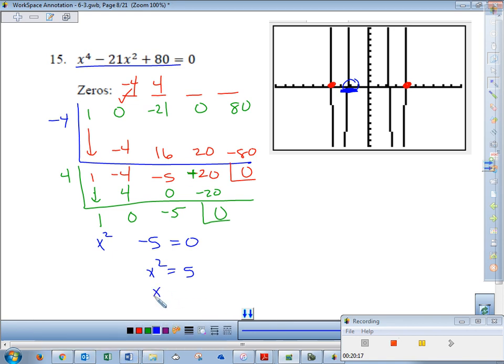Square root: x equals plus or minus the square root of 5. Notice they come in conjugate pairs. You get the positive square root of 5 and you get the negative square root of 5. Your irrational roots always come in pairs, and they are conjugates of each other. Different signs. Fun.